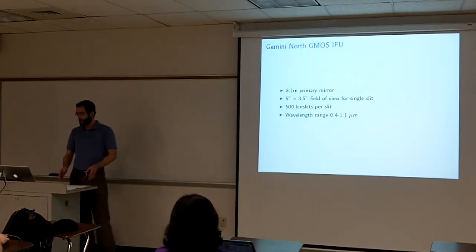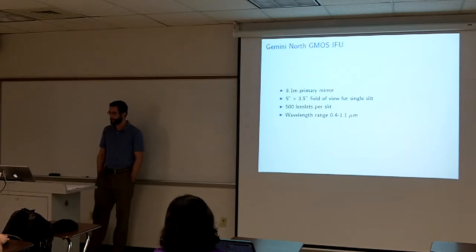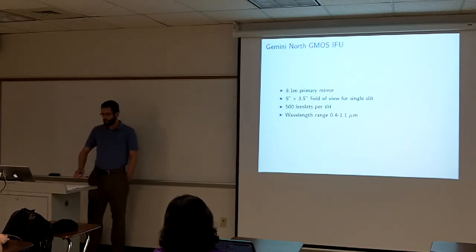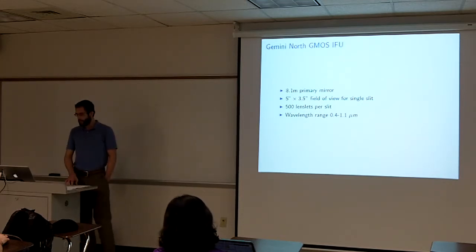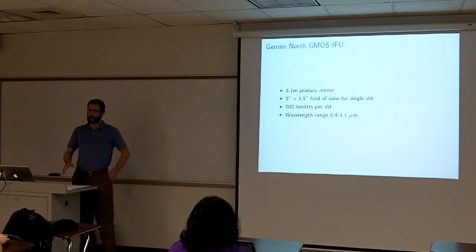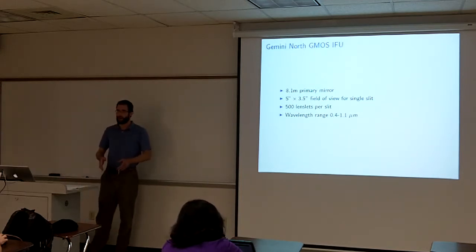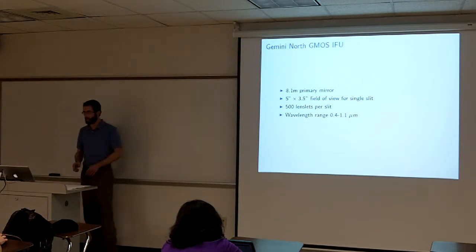So you have about 500 lenses per slit, and each lens has a 0.2 arcsecond field of view. For the Gemini North unit, I believe you can't use the blue slit because there are too many broken fibers. And fibers are very important because that's where the light comes from. So I'll show you later on with my data one reason why knowing where the fibers are is important.